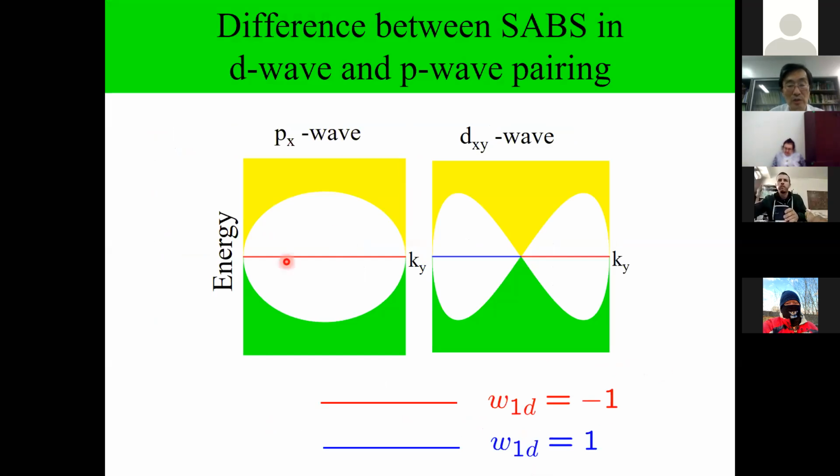Here is the zero energy state, but the nature of the zero energy state of P-wave and D-wave is different. In the P-wave case, the sign of the winding number is always negative, for example. Of course, it depends on the choice of gauge, but there is no sign change. On the other hand, in the D-wave case, a sign change occurs, whether it is positive ky or negative ky. So the problem is, this difference, an odd function versus an even function, is it possible to detect it?